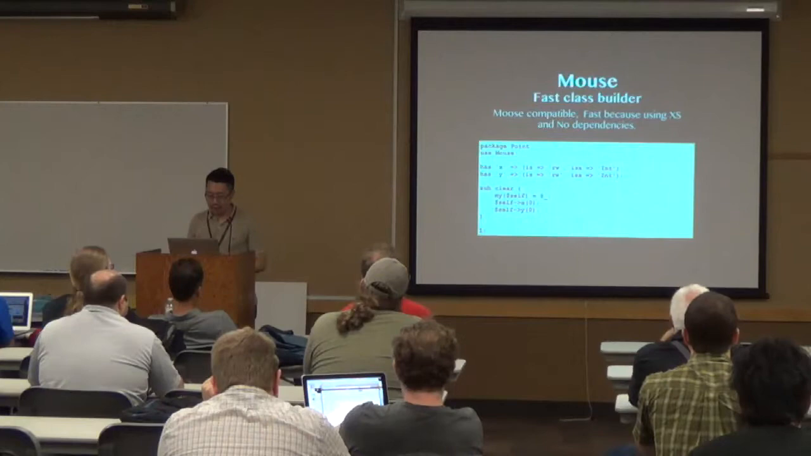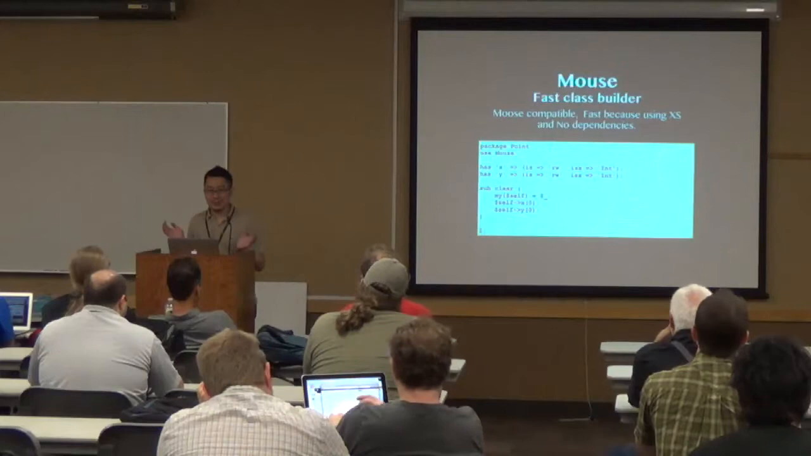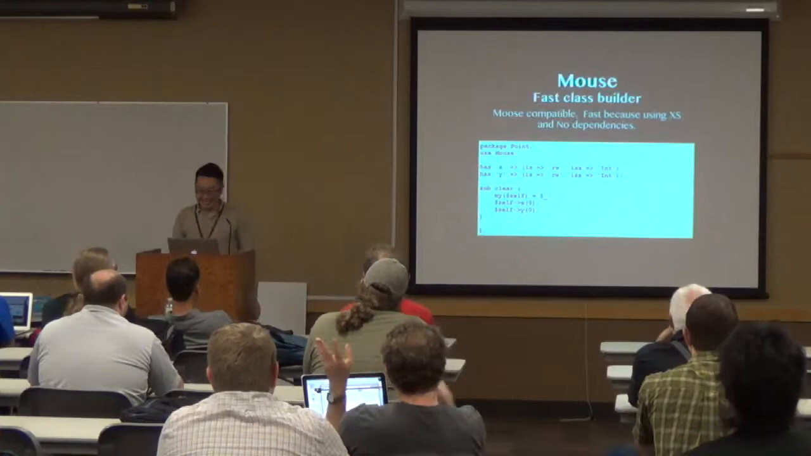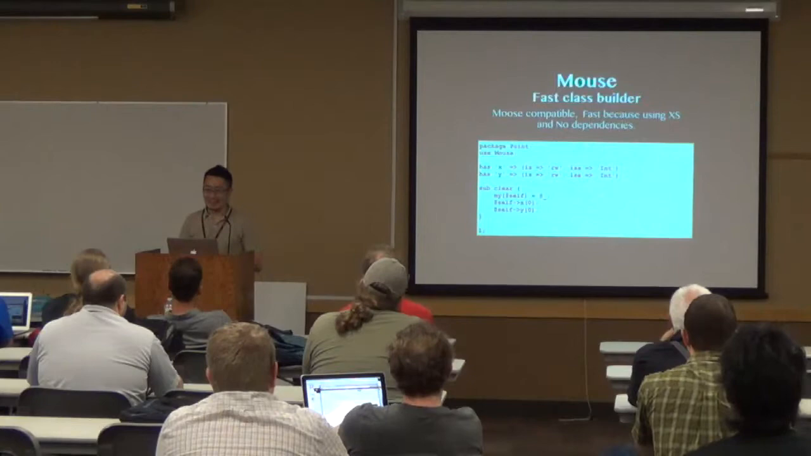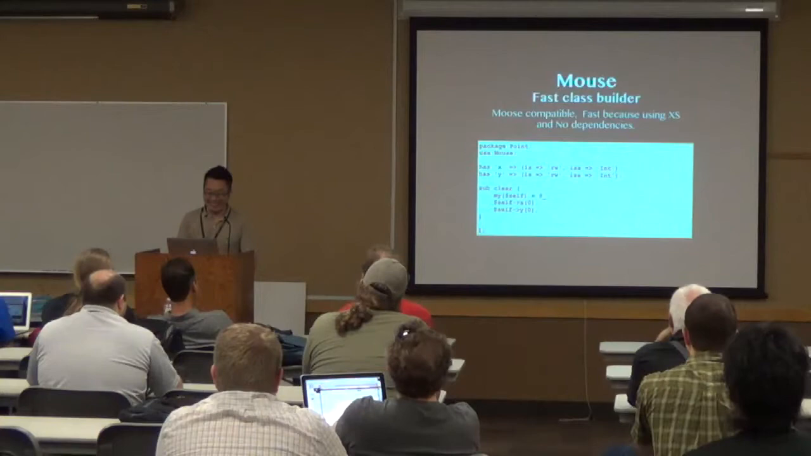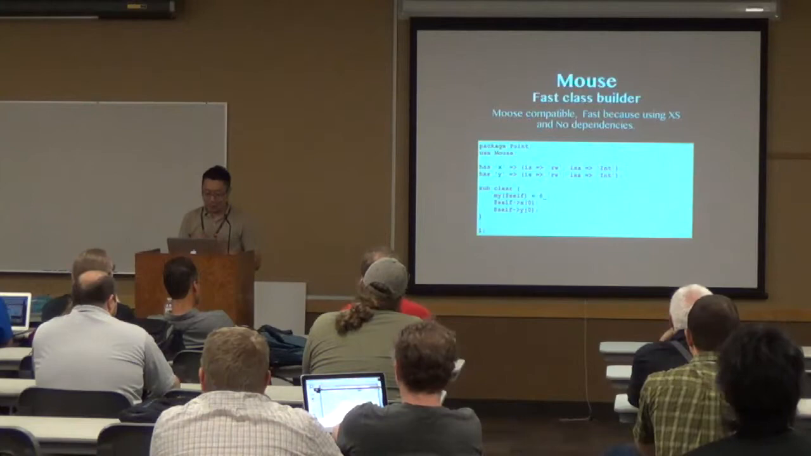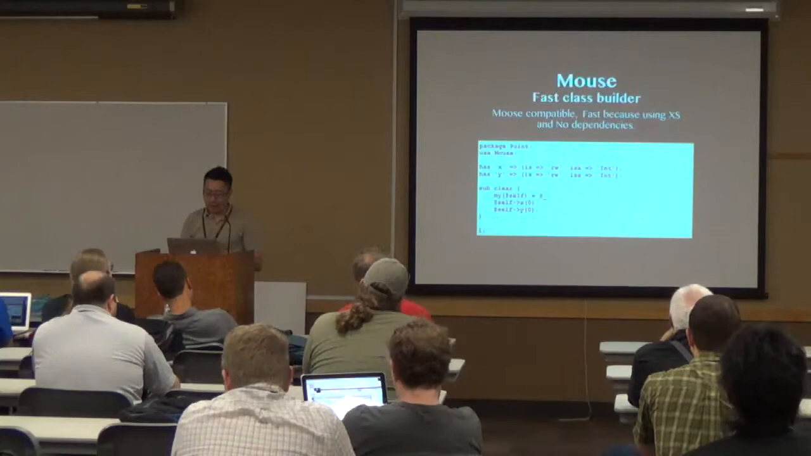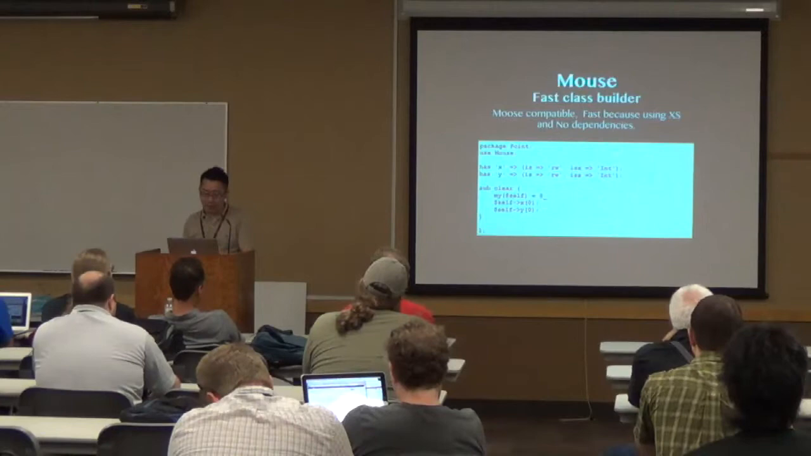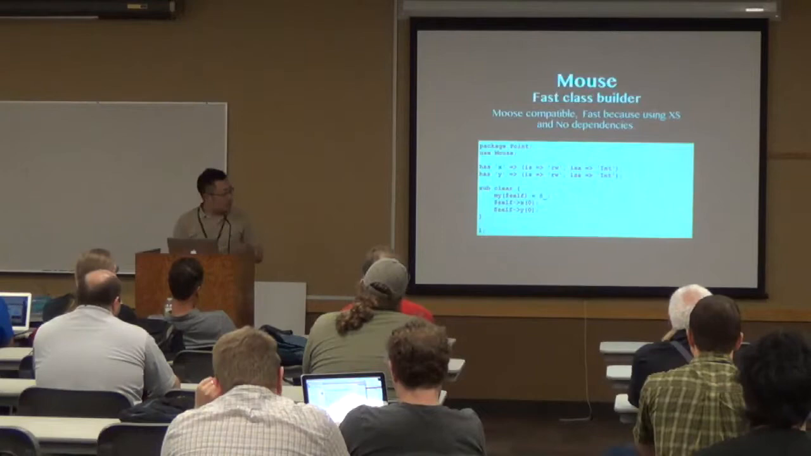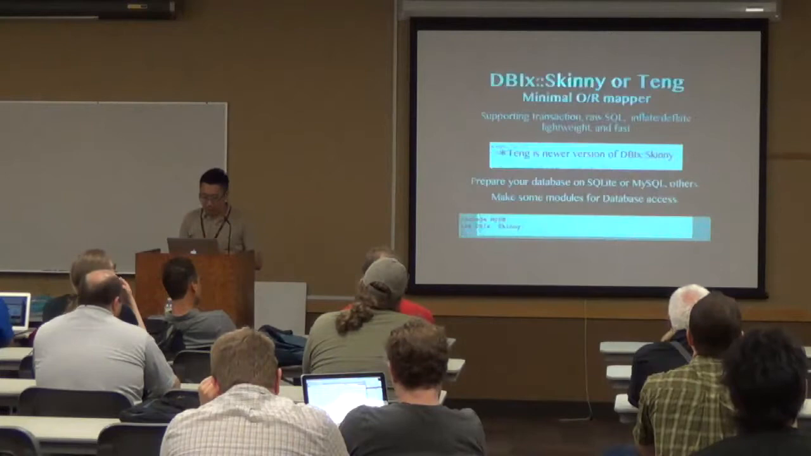Next, Mouse. Maybe you are using Moose. But we use Mouse, not Moose, not Moo, not Mo. M. It's a first class builder, Moose compatible, but it's fast because it uses XS, and it doesn't depend on anything except for the test framework. So it's easy to install. It's good. This sample code is exactly the same as Moose. Next. DBIx::Skinny or Teng.